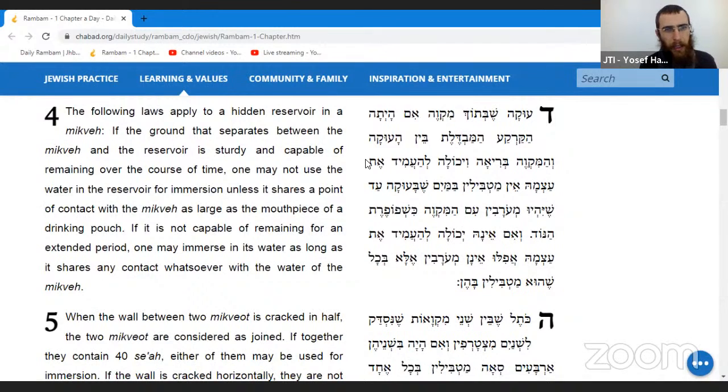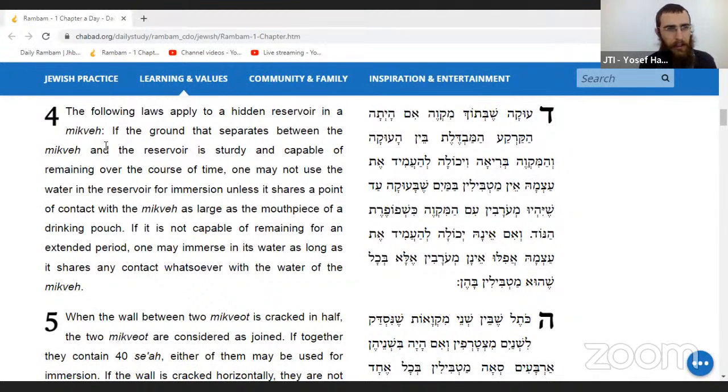The following laws apply to a hidden reservoir in a mikveh. If the ground that separates between the mikveh and the reservoir is sturdy and capable of remaining over the course of time, then one may not use the water in the reservoir for immersion unless it shares a point of contact with the mikveh as large as the mouthpiece of a drinking pouch. If it is not capable of remaining for an extended period, one may immerse in its water as long as it shares any contact whatsoever with the water of the mikveh.